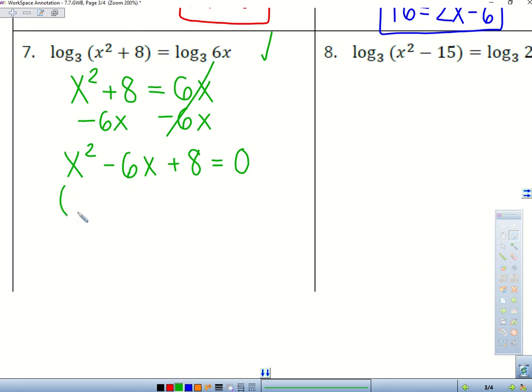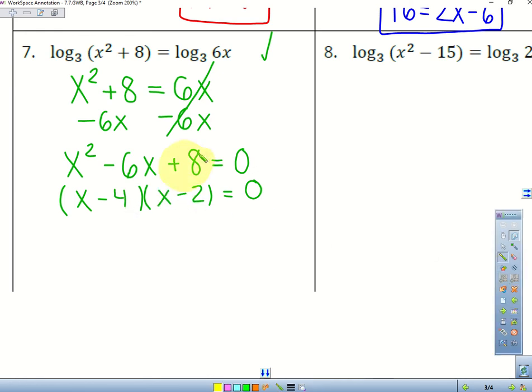And now, do you remember doing this? Yeah, it would be -4, -2. Good, -4, -2. If anybody's lost, we're looking for factors of 8 that add up to -6. That's how you factor a quadratic. And then you would equal it to 0, so it would be x equals 4 and x equals 2. Good. And I would assume you plug it in to see if there's an extraneous solution.